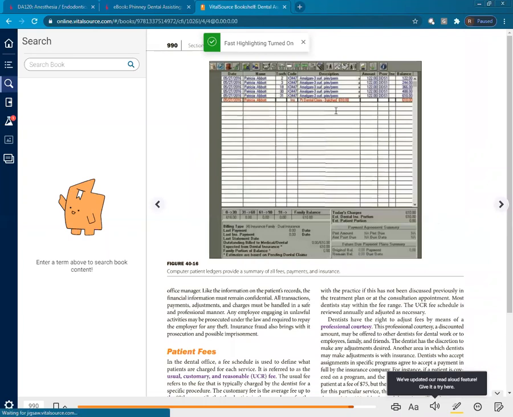So here's an example of what it will look like in a ledger, patient ledger. It's showing here Patricia Abbott had a filling on tooth number 3. It was a 3-surface amalgam. The amount was $122, and this is the provider that did it. She still owes $122 on this. So we're charging, and then we received a payment for $610 from her insurance.